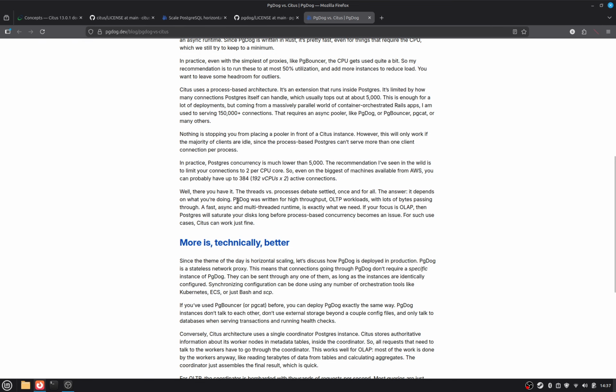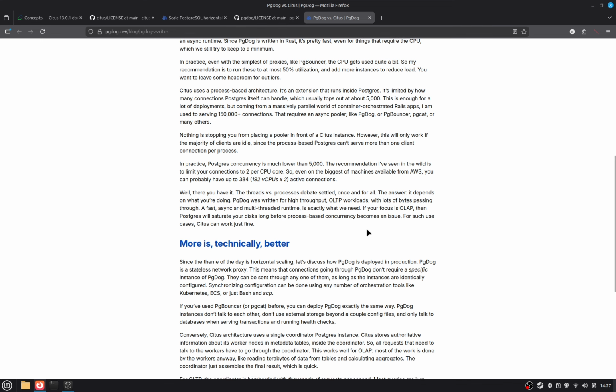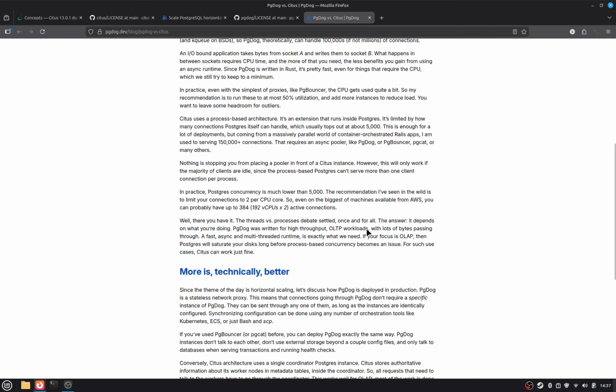The result is PgDog can handle OLTP workload, so you can have lots of transactions going on. But if OLAP is your focus, then Postgres will saturate your disk before process-based concurrency becomes an issue. So analytics wise, Citus is okay. But if you are doing a lot of transactions, then it's not going to work. Citus will have a choke point in terms of coordinator.